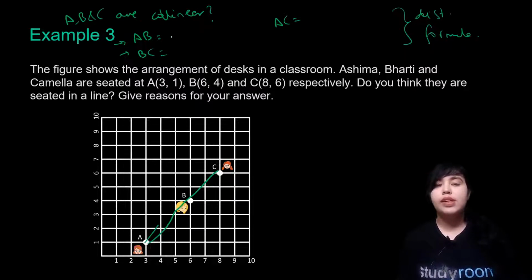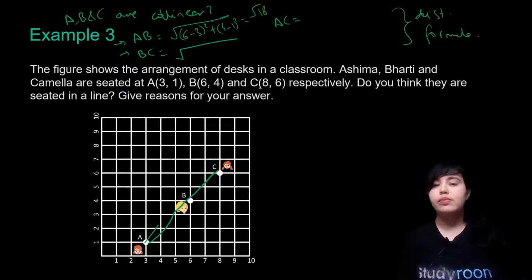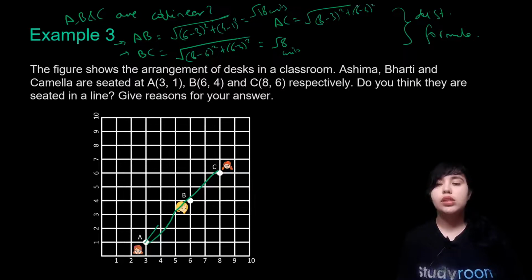So AB, so 6 minus 3 whole square, square root obviously, plus 4 minus 1 whole square. So that is 3 square 9 plus 3 square 9 again. So this is root 18. Okay, then if you find out BC, that is 8 minus 6 whole square plus 6 minus 4 whole square. So that is root 8 units obviously. And talking about AC, here it's going to be 8 minus 3 whole square plus 6 minus 4 whole square.